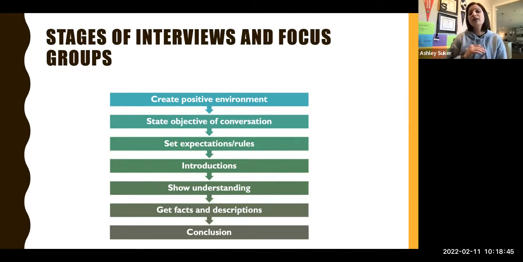Then you'll show some understanding. So I understand this is a difficult topic, whatever. You are trying to create less distance between the researcher and the subjects so that they are willing to talk to you. Then you're going to move into that main data collection part where you get the facts and descriptions. Notice how many steps have happened in a focus group before we ever start collecting facts. And then finally, you come up with some sort of conclusion, and this is where you wrap it all up and make sure that you understood their responses correctly.